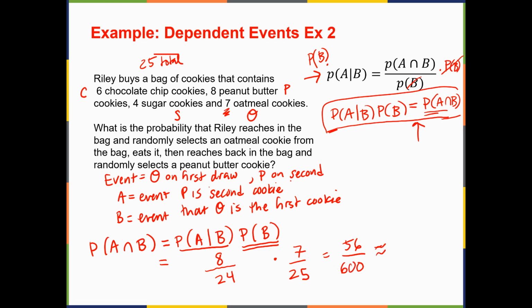And maybe we write this as a decimal. 56 divided by 600 is about 0.0933 if we go to 4 decimal places.